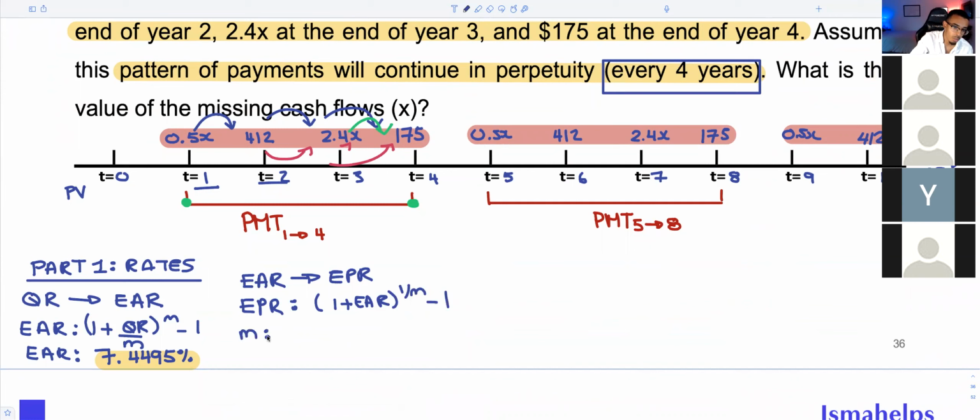And in this case, can somebody tell me what would be our M? What would be our M in this case? Exactly. Our M would be 1.4. So if our M is 1.4, and that's exactly what we're plugging in right here, can somebody tell me what is our effective periodic rate? I need one more person to give it a shot, please. Elizabeth's killing it though, 100%.